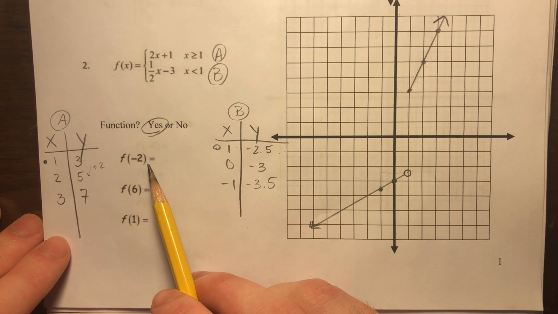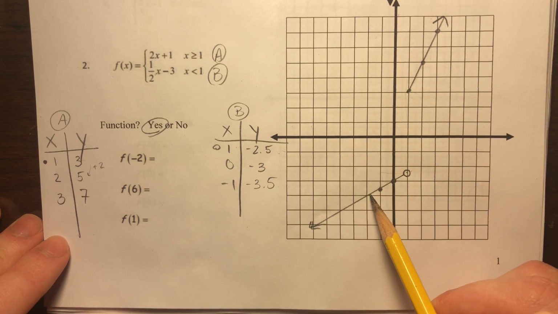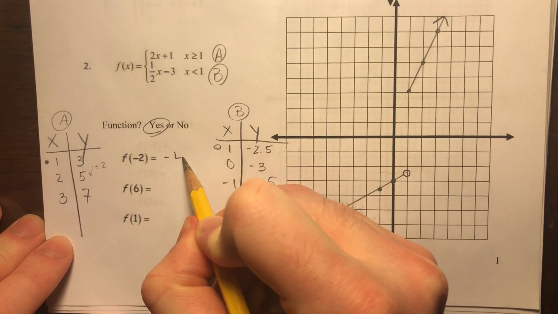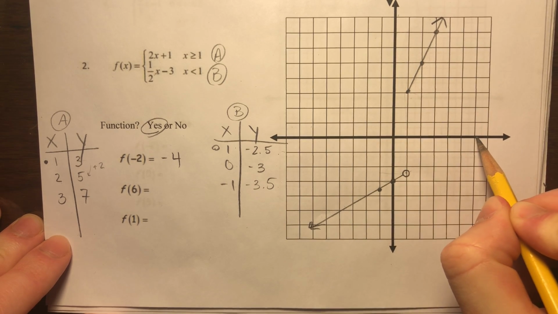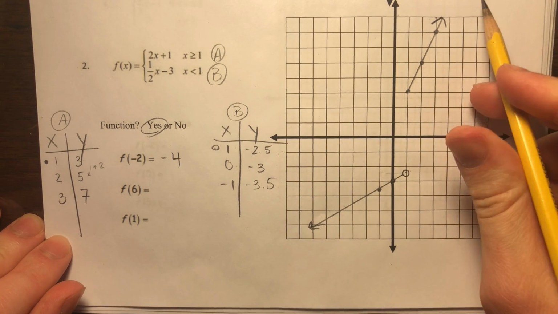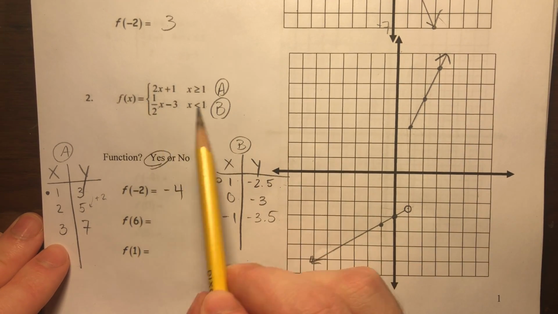F of -2, if I go to -2 on the x, I see that this is equal to -4. If I go to 6 on the x, 1, 2, 3, 4, 5, 6. So now I'm in a situation where I can't use the graph to help me. So I need to go to my definition of the function.